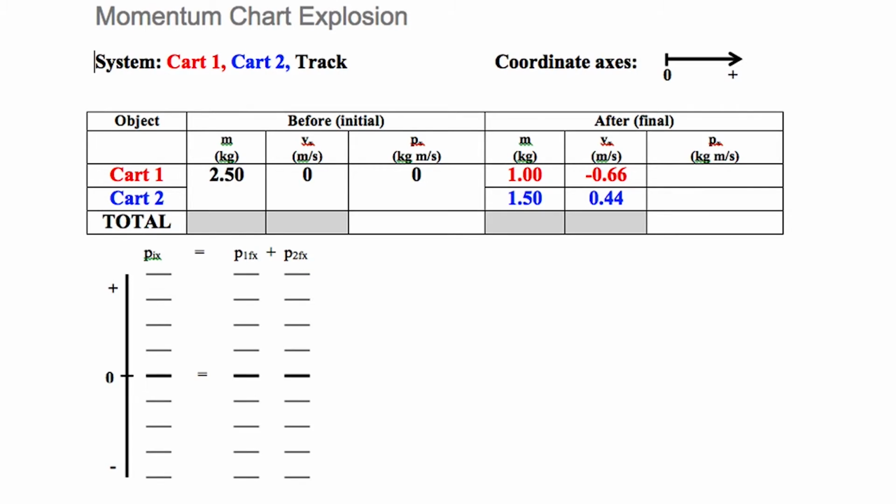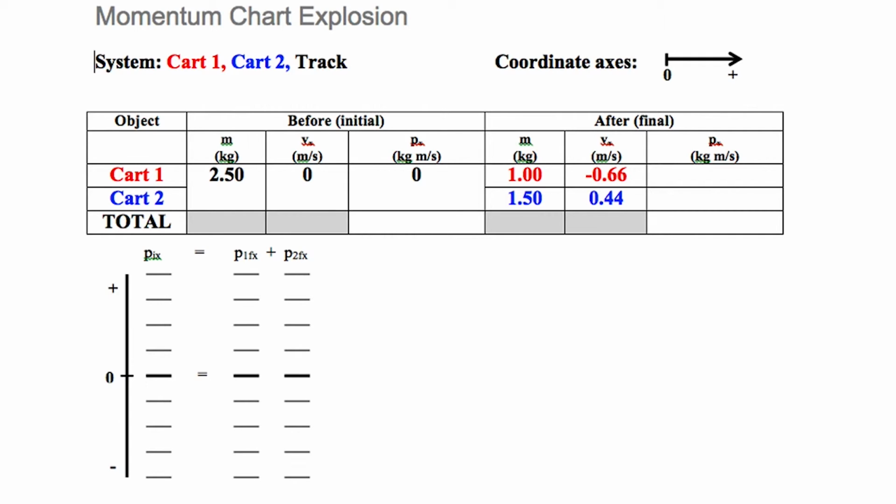Let's define our system as both carts in the track. This way we'll keep the force of the explosion internal, and momentum will be constant throughout the collision. We'll take right as positive. We have previously collected data for this explosion. Cart 1 has a mass of 1 kilogram. Cart 2 has a mass of 1.5 kilograms. The combined mass is 2.5 kilograms.